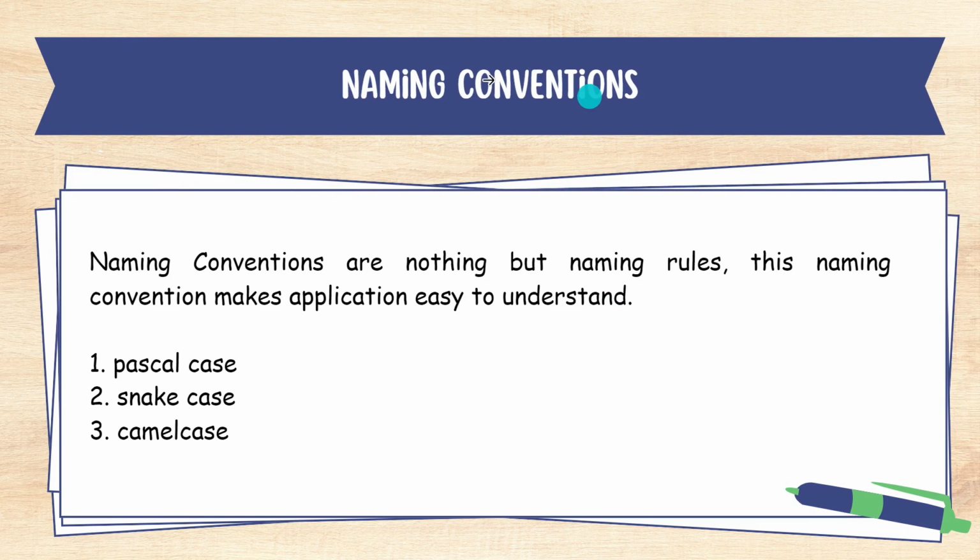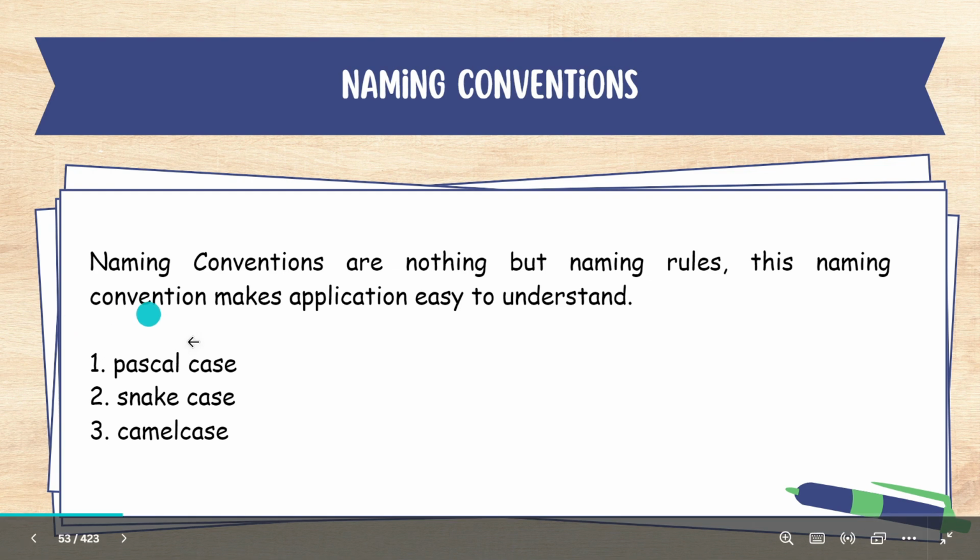Okay, naming convention means the way of writing the name of a variable. So what is a good way to write a variable name? Naming conventions are nothing but naming rules. This naming convention makes the application easy to understand. There are three cases: Pascal case, snake case, and camel case.